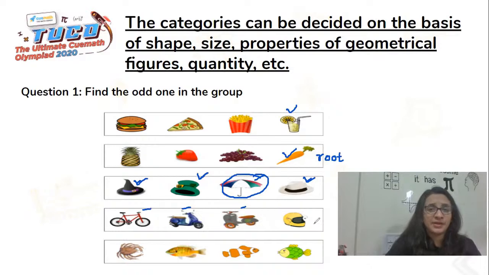You commute from one place to another place by making use of these vehicles. These are all two-wheelers, whereas a helmet is a safety gear that you wear to protect your head while you are driving. So the odd one out here clearly is the helmet.